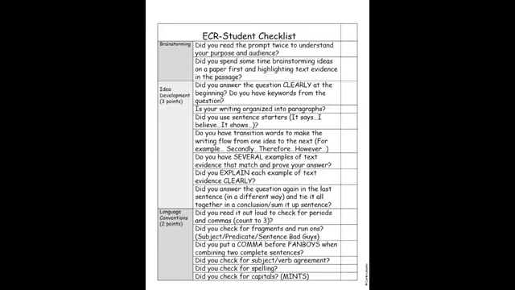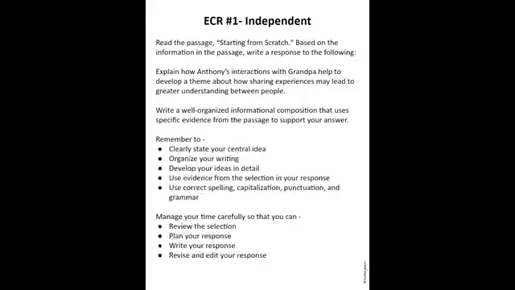And then there's the checklist. This is based on the rubric, just using kid-friendly language. So feel free to use that if it helps.